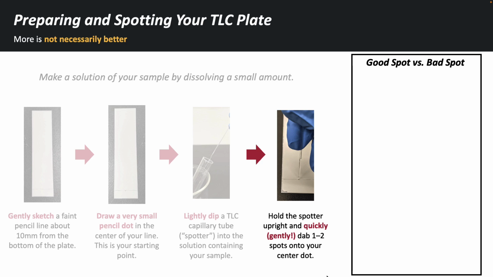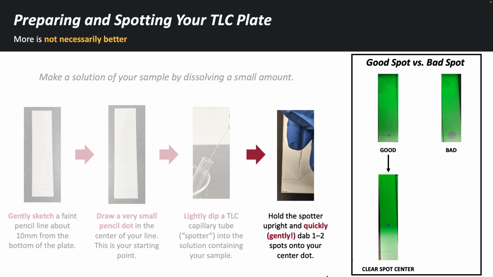Let's just take a quick look at what we mean by this gently, quickly spotting your plate. If you let too much of that solvent solution come out onto your plate, you will end up with a very big spot, and this will cause some interference in your data. So really, you're looking for a quick, gentle dab 1 or 2 times to get the smallest diameter of spot possible. The smaller spot will lead to a clearer spot once it has run up the plate with the mobile solvent, as compared to a larger spot in which you might see what we call a trailing spot, which is not as valuable overall.